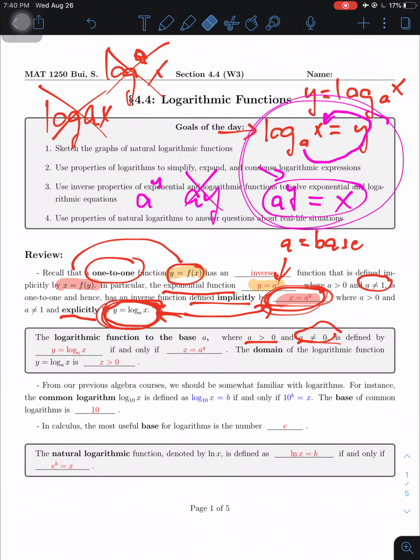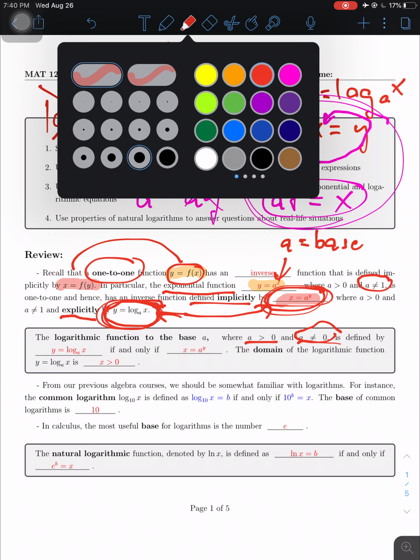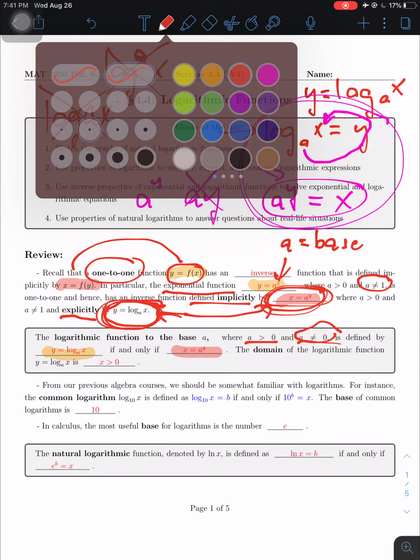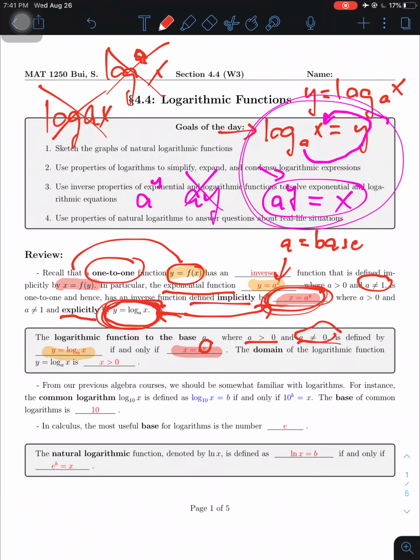Let me take out all these marks. So this one in orange highlight is the log form, and this one in the red highlight is the exponential form. In the log form, it has the word log in there. Ours is in the exponential form because it has a power. Like in here, it has the power of y. So this one, again, exponential form.